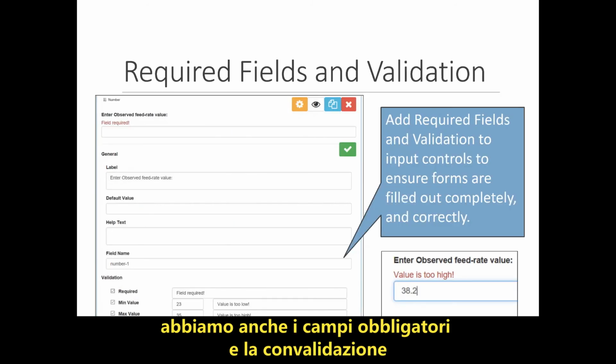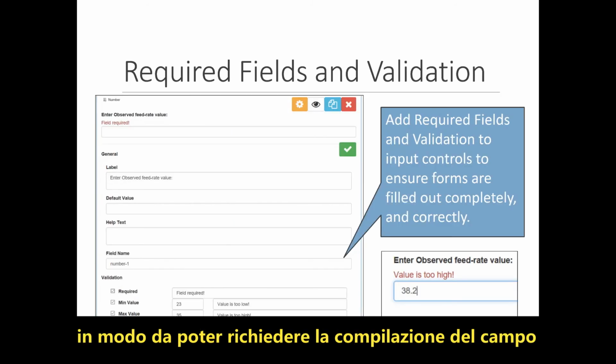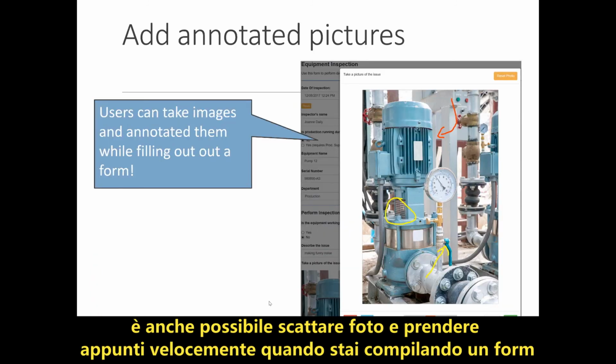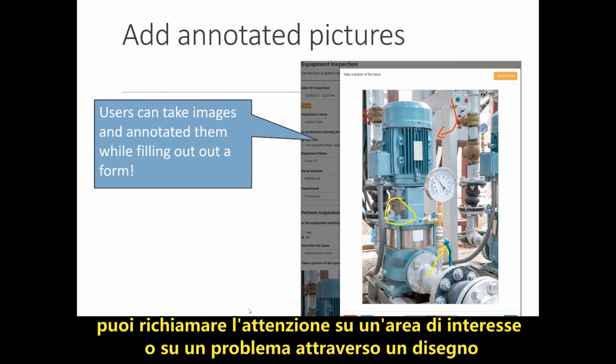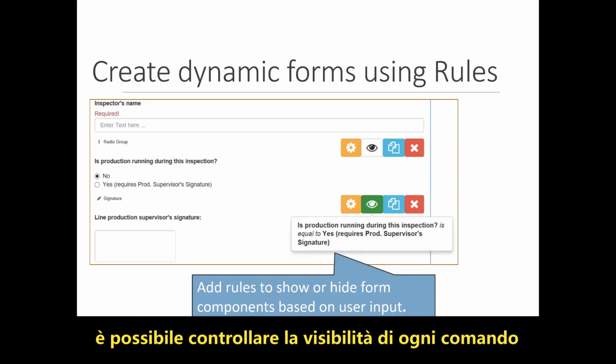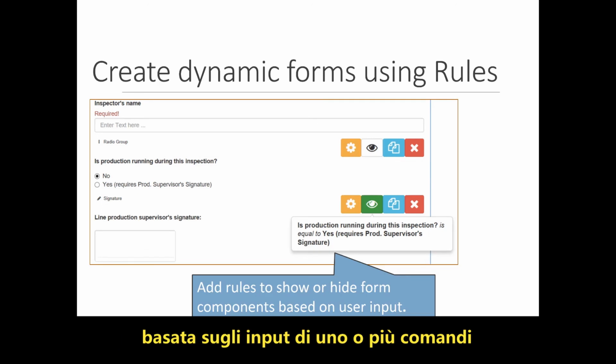We also have required fields and validation so that you can require entry into a field and control the type of information that they put in. You can also snap images and annotate them on the fly when you're filling out a form, so you can draw attention to a problem or an area of interest. And you can create dynamic forms using rules, so you can control the visibility of any control based on the input from one or more controls on the form.